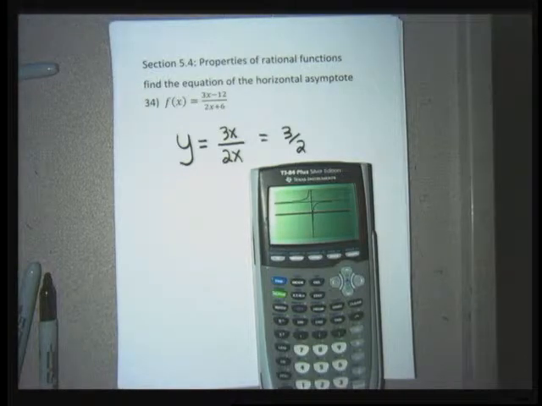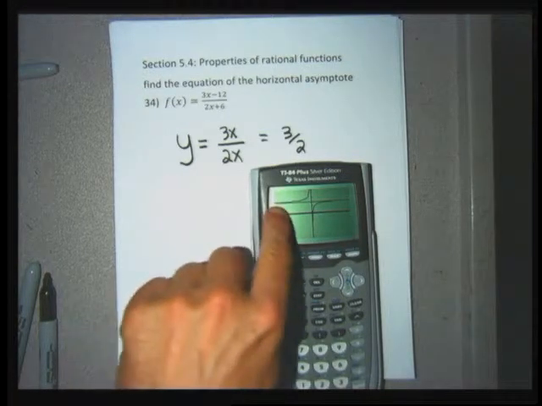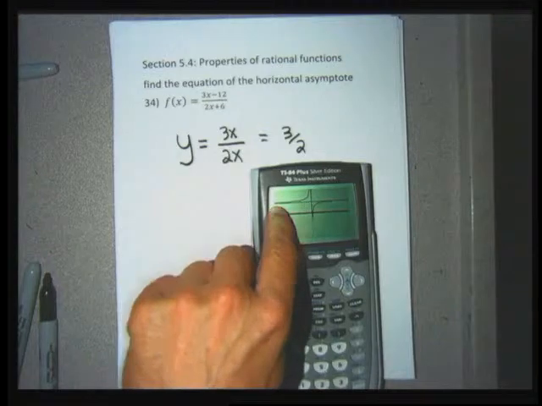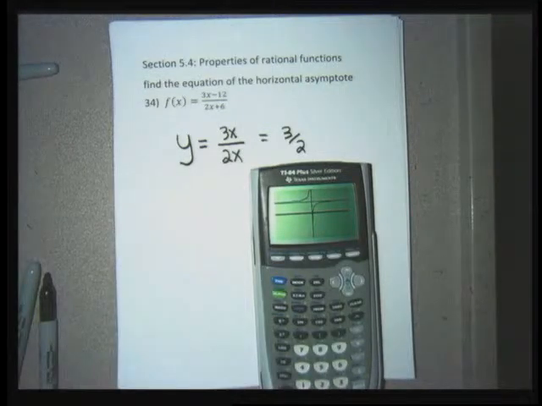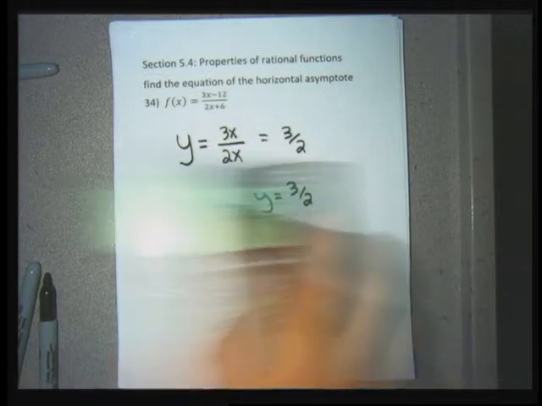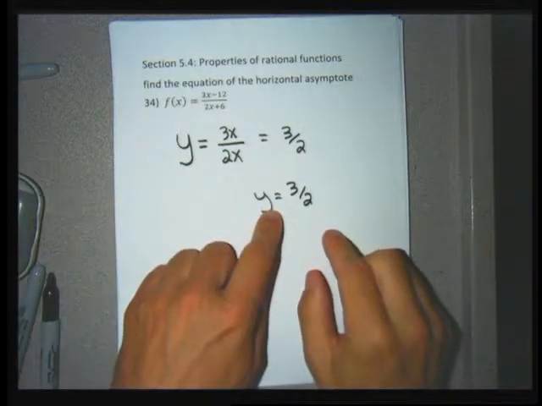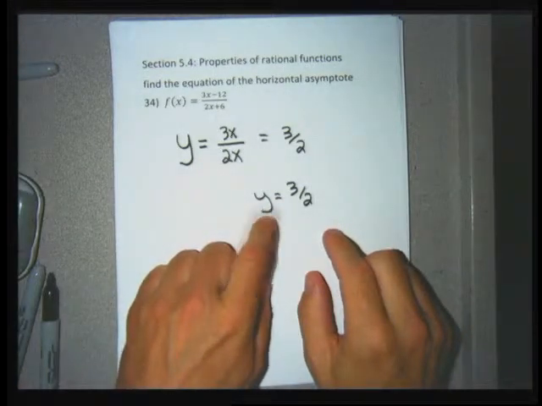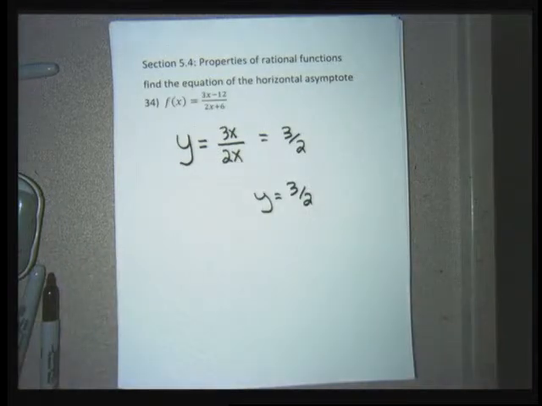You'll see how the graph gets so close to that line that you can't tell with the resolution of the screen the difference between the graph and the line. So the answer to problem 34, the horizontal line that this graph gets close to as you move left and right, is y equal to 3/2.